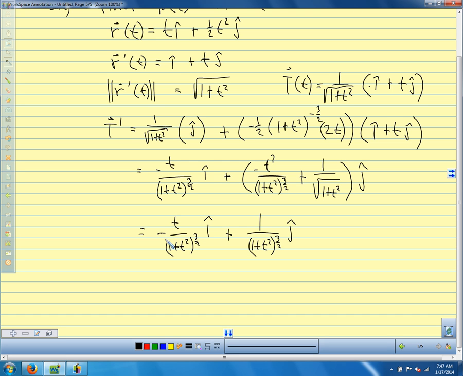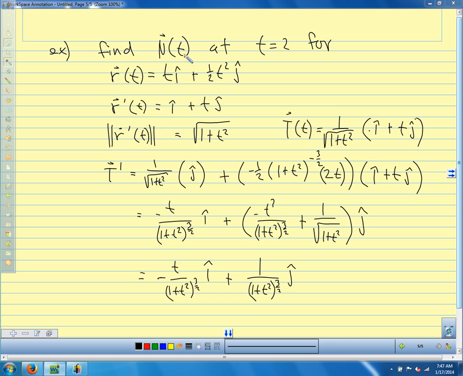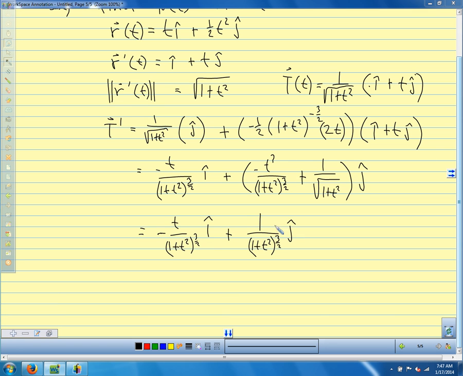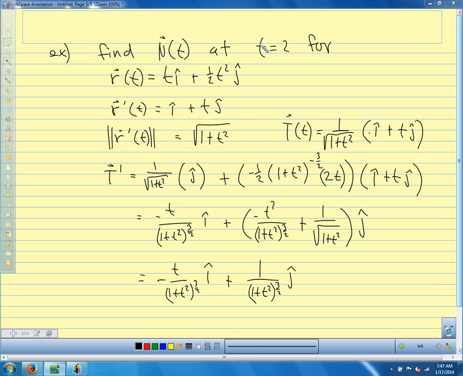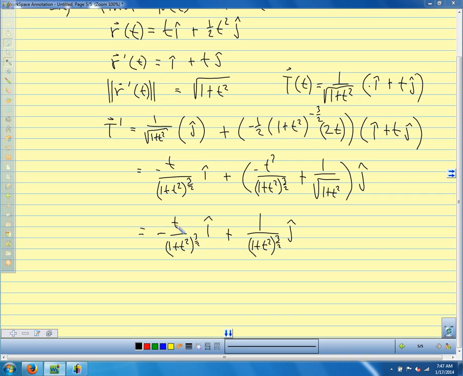Now, if I had to find N of t for any particular time t, I would have to find the magnitude of this vector and divide T prime by the magnitude of itself. That is pretty messy. So we're going to simplify that, because the problem only asks us to find N at t equals 2. I'm going to find T prime at 2 and then find the magnitude of that vector. So this is T prime of t.